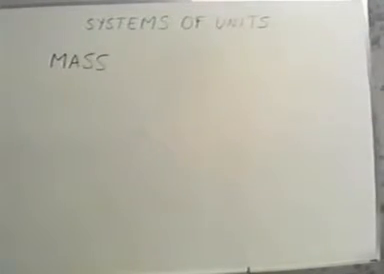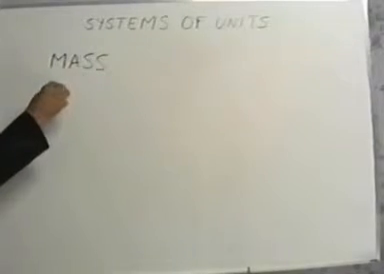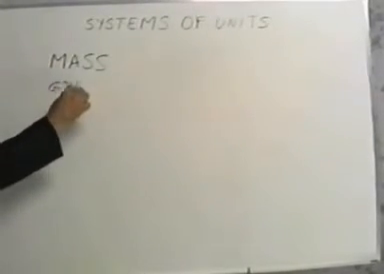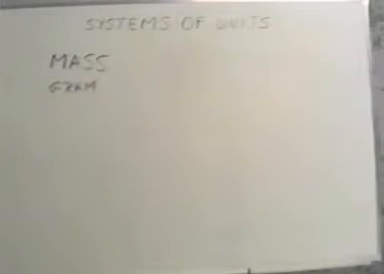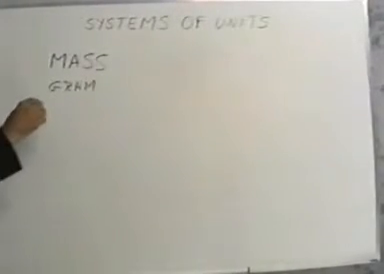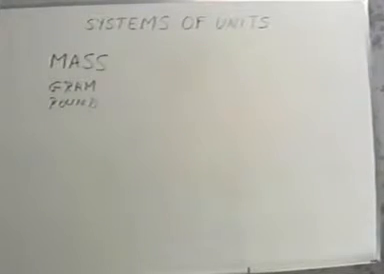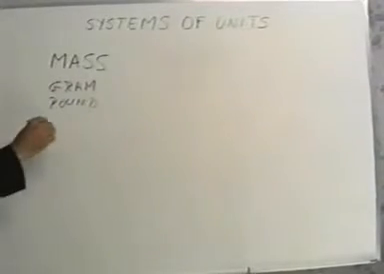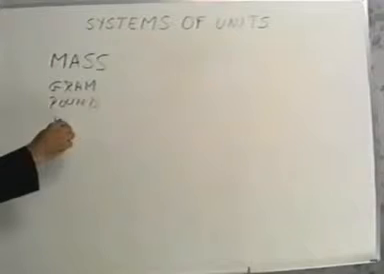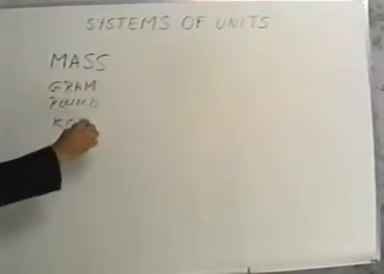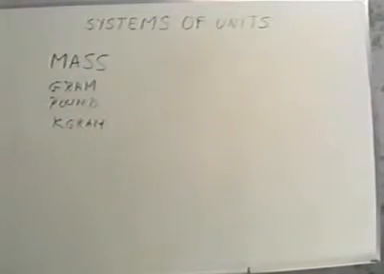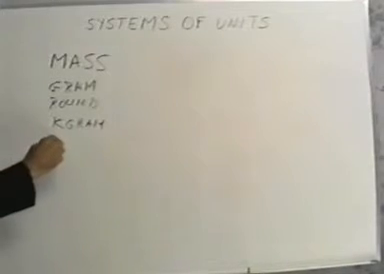Well, what are the common units of mass? Well, we often use the gram. We use the pound. And we use the kilogram, which is basically 1,000 grams. And we use a slug.